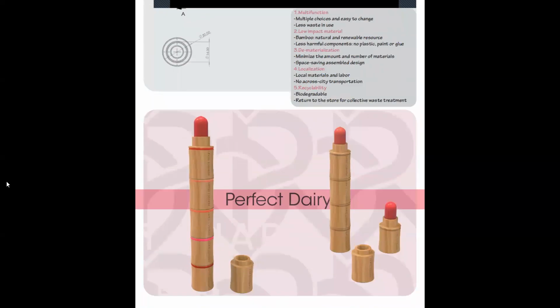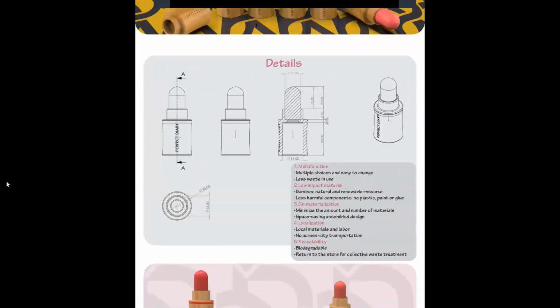Let's have a look at the design strategy. First is multifunction. The design not only satisfies the customer's preference for diversity, but also reduces waste in use, and the overall shape looks like a bamboo, which may arouse a customer's attention to nature and the green.